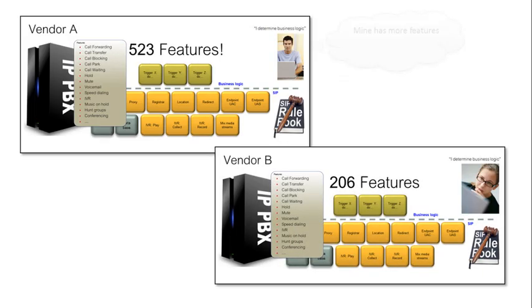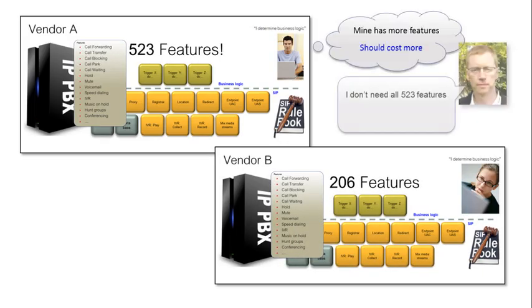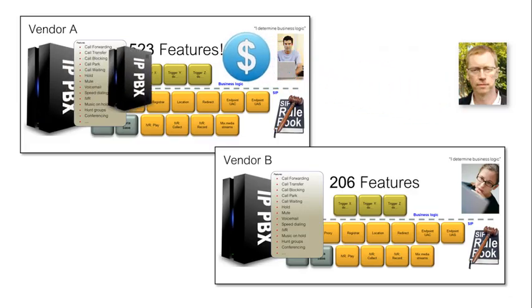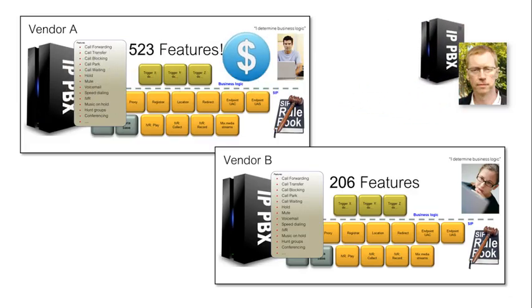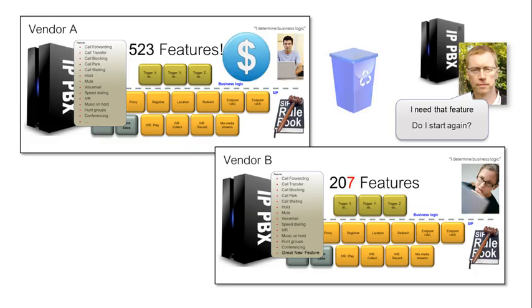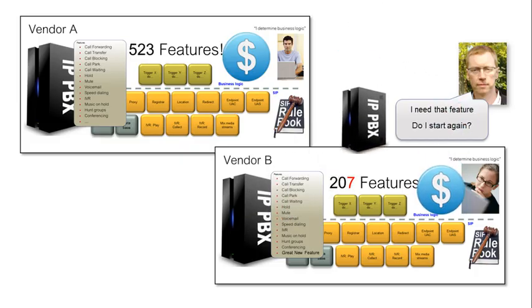The more features it has, the more it costs. And what if I only want some of those features? Do I pay for features I don't want? And what if, after buying a PBX from one vendor, another vendor invents a great new feature that I really need, one that mine doesn't offer? Do I throw mine out and buy the new PBX just for its new feature?